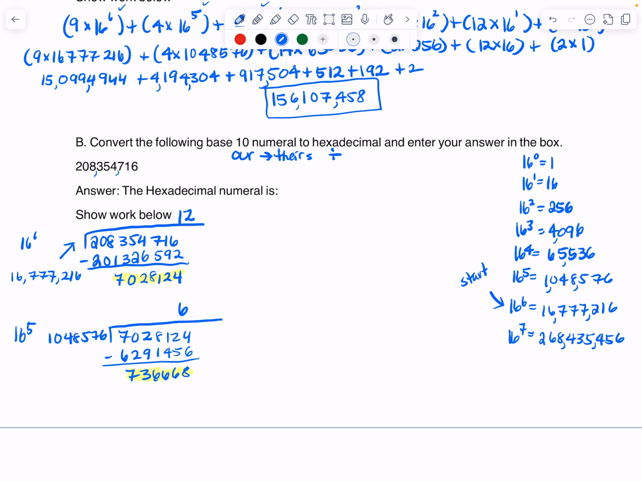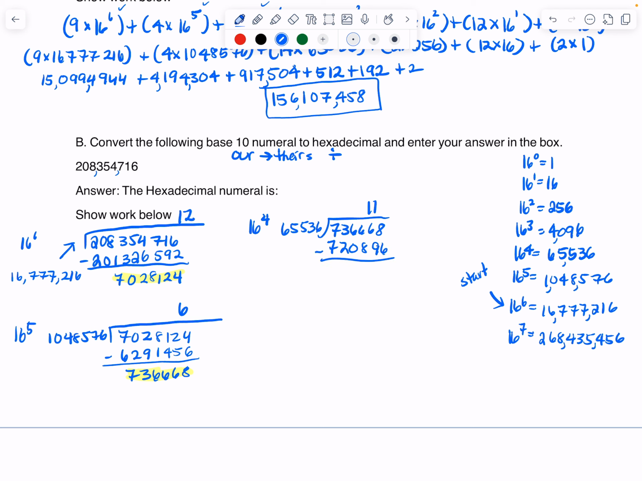Again, I'm interested in this remainder. I'm going to dip down to the next place system, which is 16 to the 4th, and I'm going to divide this 736,668 by 65,536. Okay, so divided by 65,536, and I get 11.240, etc. So I'm going to take 65,536 times 11. And when I do that, I get 720,896.